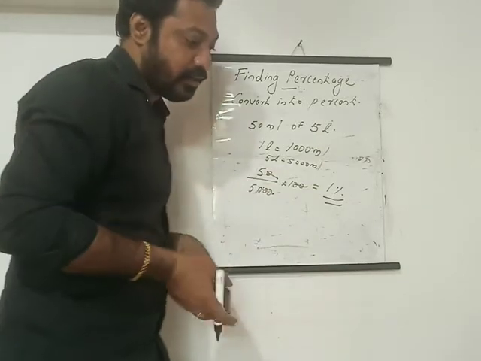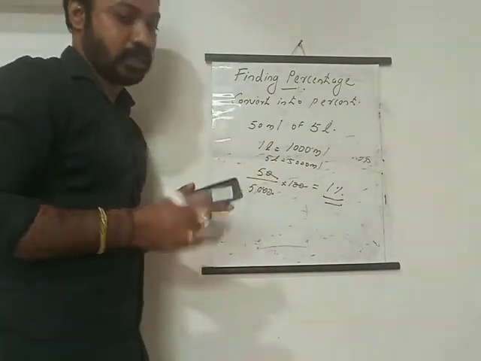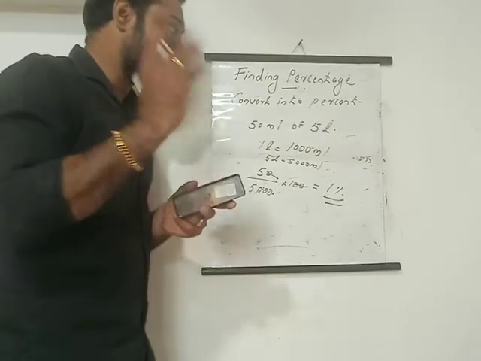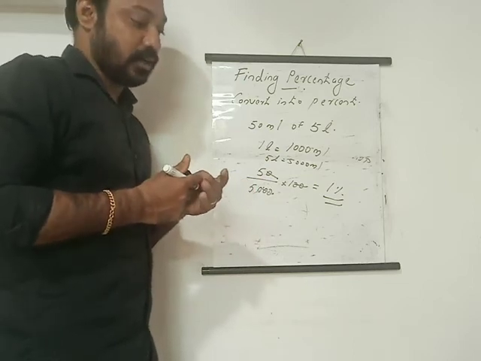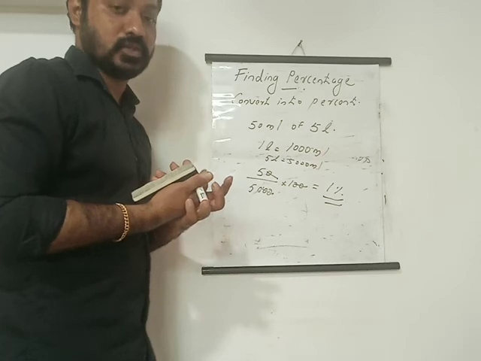Like that you can do. If it is in different units, like in part C, 200 meter and 1 kilometer, you have to convert 1 kilometer into meters easily, then find it. That way you have to do the rest of the questions. So that's all. Thank you.